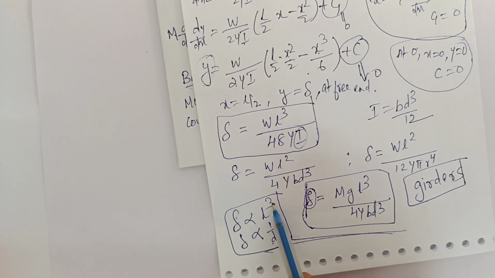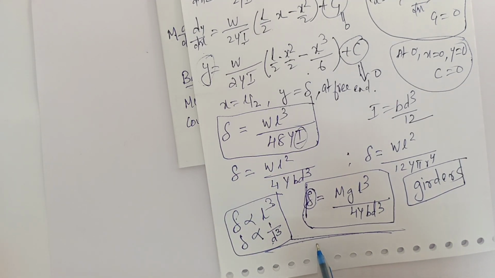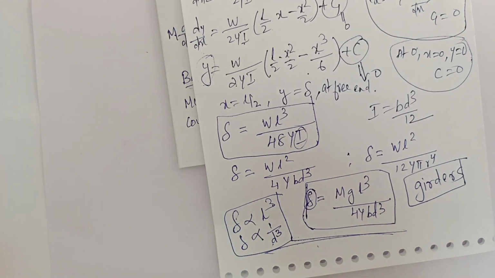So delta is proportional to L cube, and inversely proportional to the cube of the depth. So the girder may not bend appreciably, the length is made small, and breadth and depth are made large. At the same time, Young's modulus of the material of the beam must be large. For a girder supported at its ends, what will happen? The filaments above the neutral surface will get compressed, and those below it will get elongated.